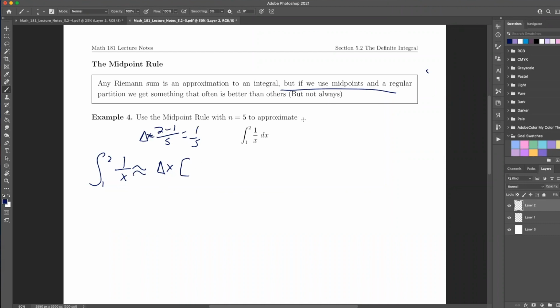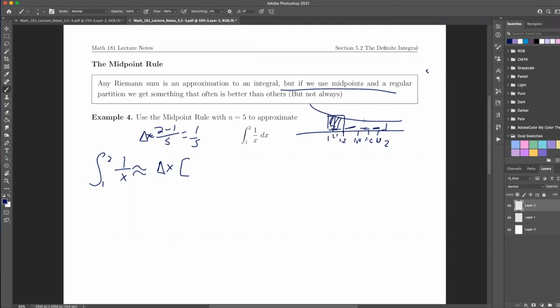Let me sketch this real quick so we know what's going on. Here we're between 1 and 2, and we're going to split it up into 5 equal parts. Imagine they're equal. So this would be 1.2, this would be 1.4, 1.6, and 1.8. Those would be our partitions. We're going to choose the midpoint in between these, something a little above, something a little below.